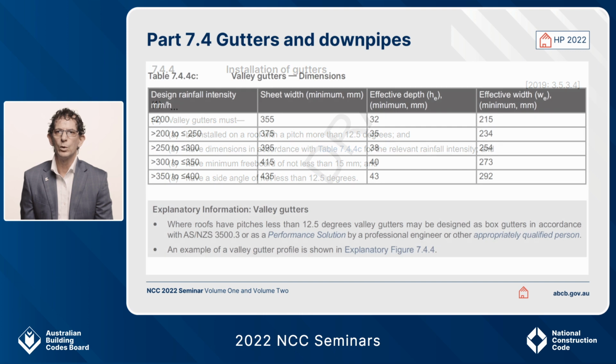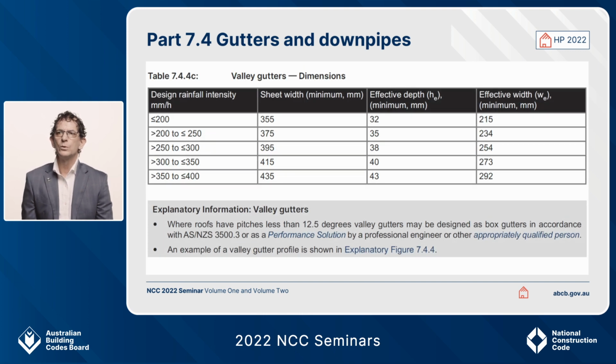And what we've done to support this is provided tables with different rainfall intensities, which will give you different dimensions across those three columns for effective depth and width. And supporting that also is explanatory information which sets out in profile in an illustrative way what those table dimensions actually relate to.